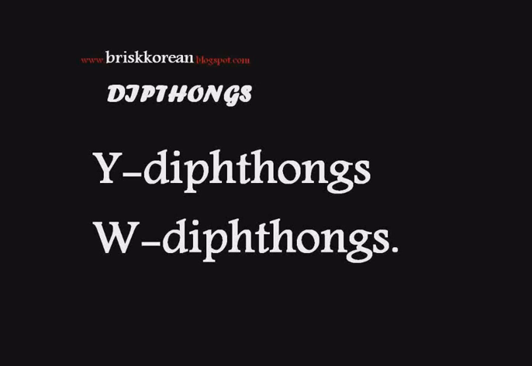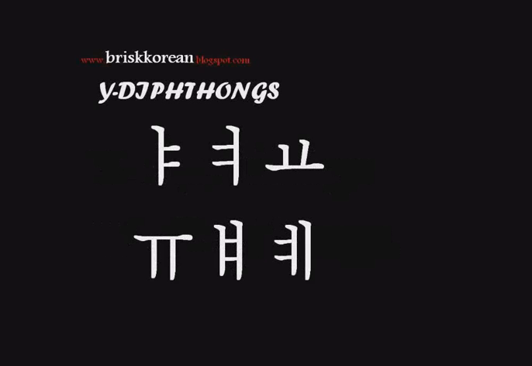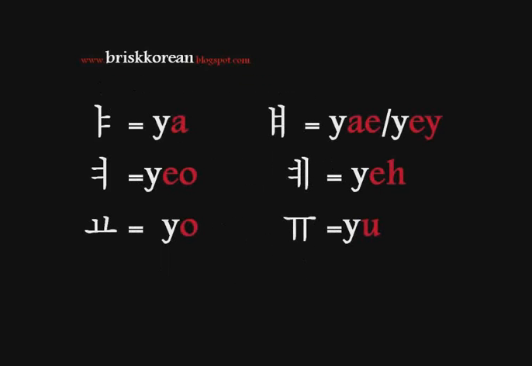In Korean Hangul, there are 2 kinds of diphthongs, the Y diphthongs and the W diphthongs. Diphthongs simply refer to the function of 2 vowels to make one sound. Let's look at the Y diphthongs. Okay, so for a moment, do you notice anything familiar about them? Alright, I'll get back to that. Let's look at the sounds first of all.